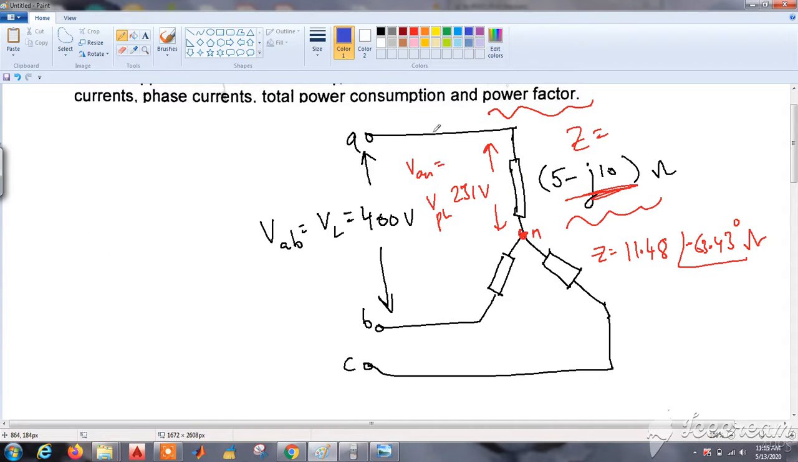Now coming back to our line current and phase current. This is line current and phase current. We can see that in star the line current and phase current are equal.